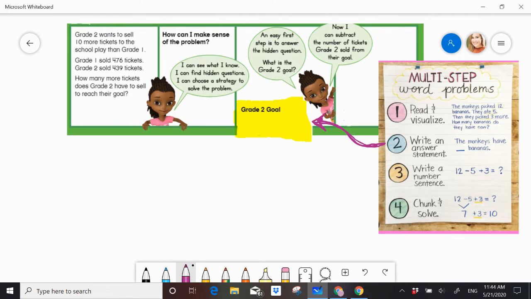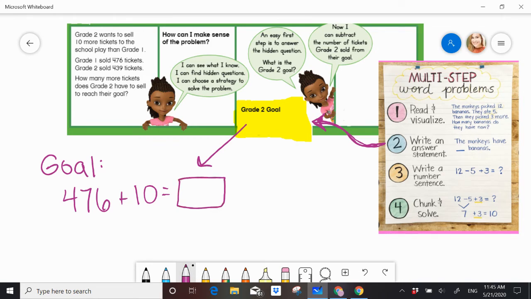So the grade 2 goal to start, please write this down on your paper too. The grade 2 goal, I'm going to write it over here. This is what your paper is going to look like. The goal is what grade 1 sold plus 10. So 476 plus 10. What's their goal? Figure out their goal. I'll give you a minute. 476 plus 10. What's their goal? Grade 2 wants to sell 10 more tickets than what grade 1 sold. 10 more than that. All right.